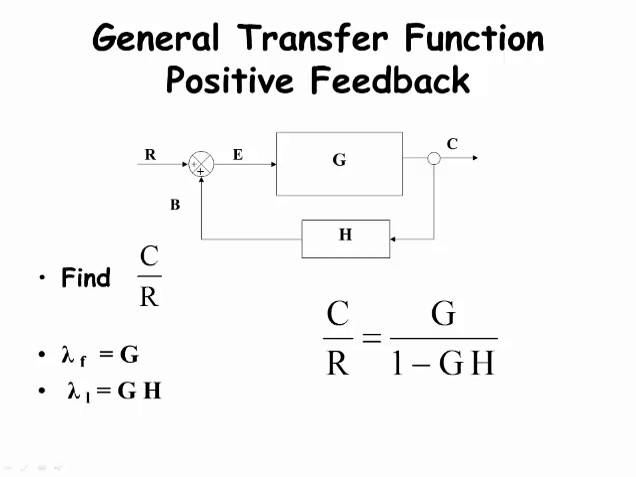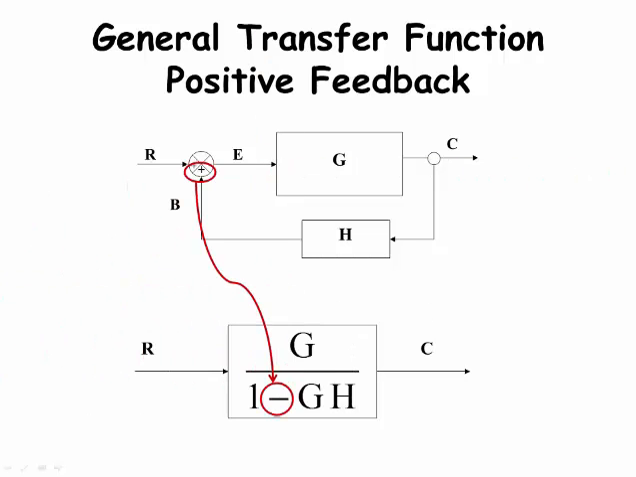This slide shows a positive feedback loop. Both inputs in the summing point are positive. As with the negative feedback loop, the overall transfer function can be written in terms of lambda f and lambda L. The expression is G over 1 minus G times H. This slide highlights that with a positive feedback loop, the overall transfer function will have a negative term in the denominator. So when we have a positive feedback loop, the feedback input to the comparator B is added to the input R. There will be a negative term in the overall transfer function denominator.